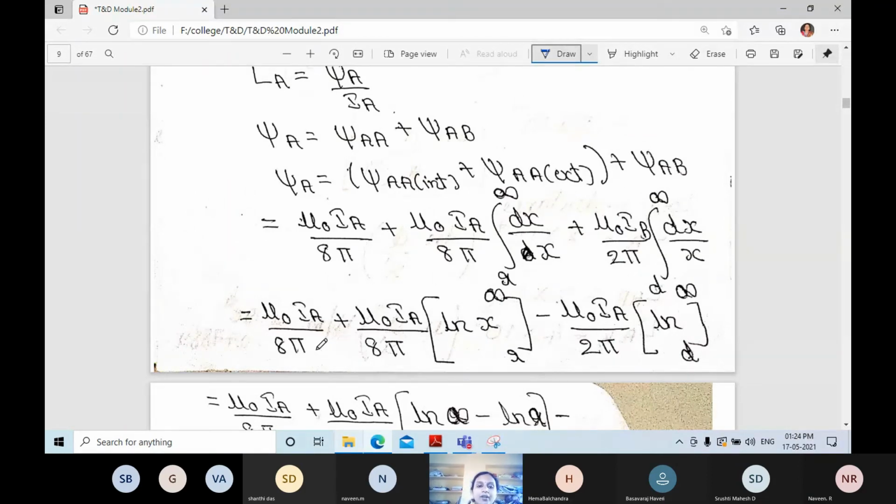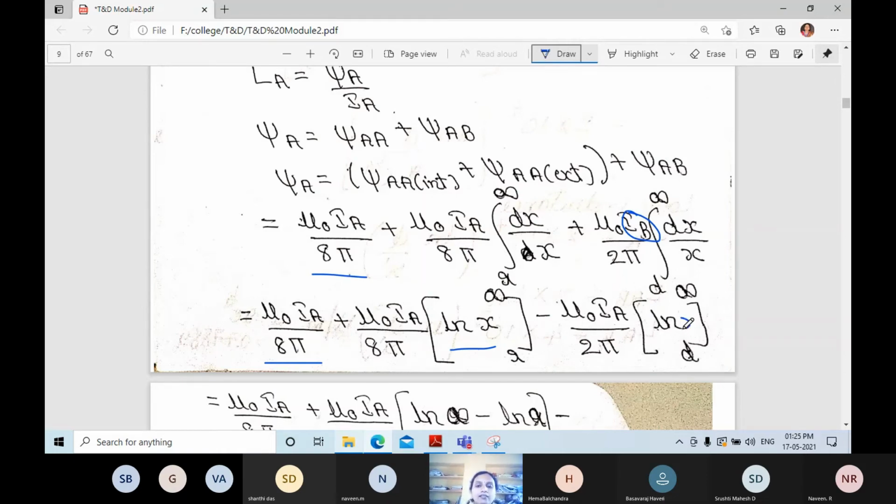Mu naught IA divided by 8 pi stays the same, you need to write it. When you integrate 1 by x, dx divided by x, you will get ln x. Okay, ln x. So that is what they have written here, ln x, with limits r to infinity. Why have they written minus? Because they have written IB in terms of IA, that is IB is equal to minus IA. So integrating 1 by x gives ln x.